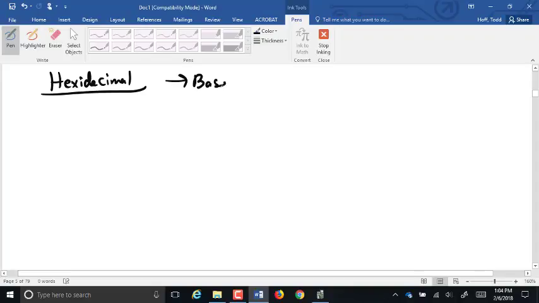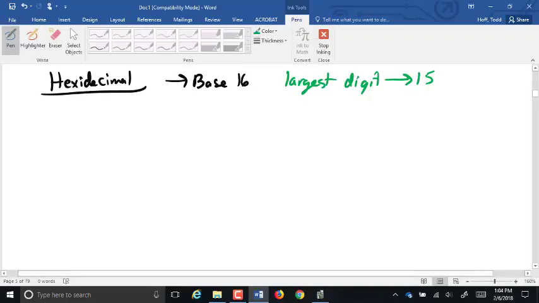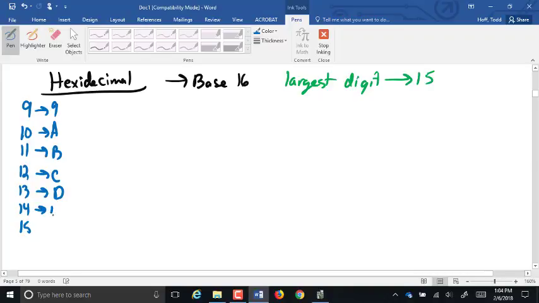Hexadecimal is base 16. Now the problem here is base 16 means the largest digit is going to be what? 15. Well, that's going to be kind of awkward once you get past 9. So what they do is once they get past 9, 9 is just a 9. 10 is represented by the letter A. 11 is represented by B. 12 is C. 13 is D. 14 is the letter E. And 15 is the letter F.